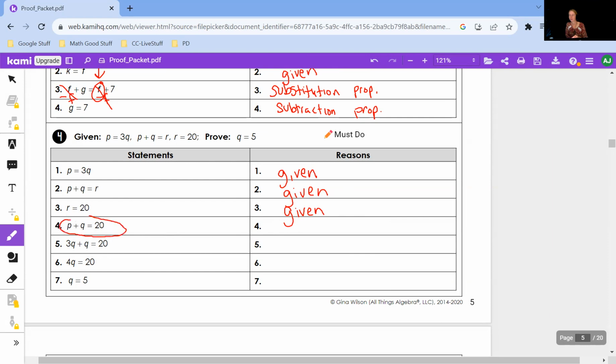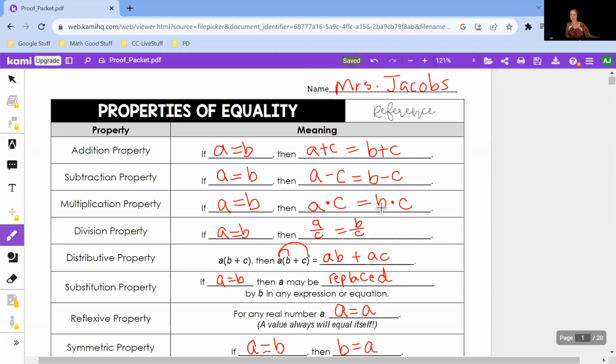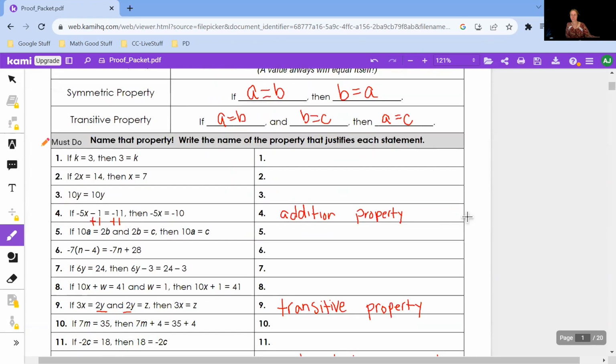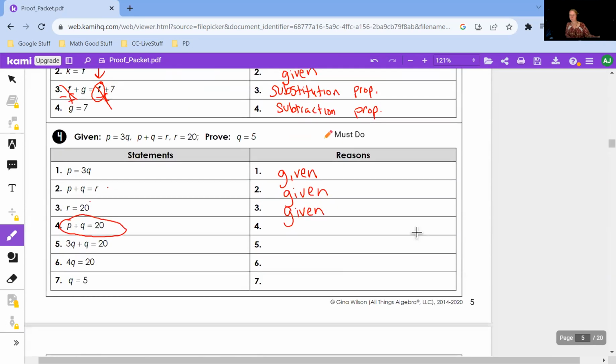Okay, so P plus Q equals 20. Looks like we have P plus Q equals something right here, equals R, and R equals 20. So this is super, super similar to this, where we take out the middleman. If A equals B and B equals C, so we have 2 things equaling the same, then we can set them equal to each other. So we're going to use the transitive property here.